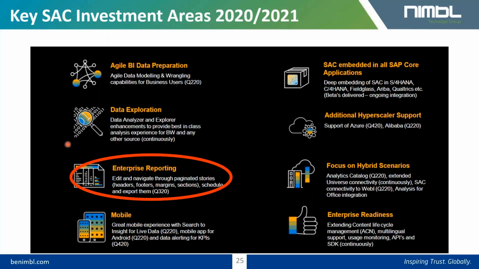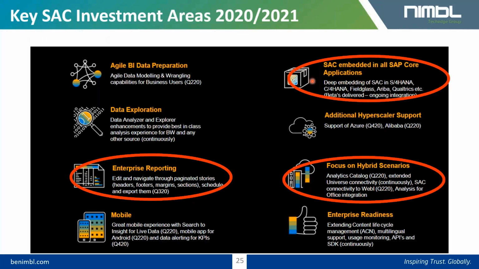Many of you may be hinging a lot of your deployment on SAC on this topic alone, I'm guessing. The next one I touched on before, but the embedding of SAC into SAP core applications. And then finally, this hybrid scenario. So this is key. This is really the thesis of this conversation today: how does this hybrid connectivity work? You see SAC connectivity directly to Webi, and then this Analysis for Office integration, which I talked about earlier.